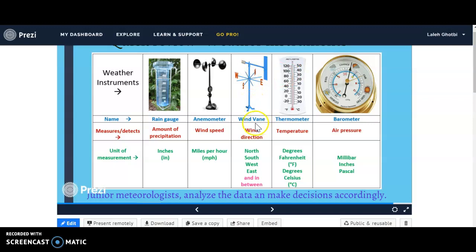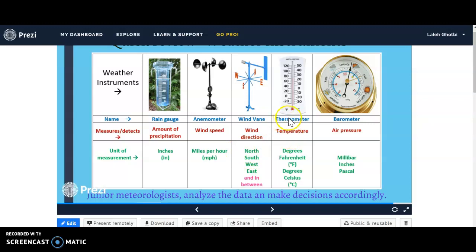This instrument is a wind vane. If you look at the cardinal directions, they are the main directions we have: north, south, east, and west. When you see it, you know this detects wind direction. These are the directions, and in between we can have northwest, southwest, northeast, or southeast. You can even have north-northwest, south-southwest. We practiced this when we were in the classroom. If you remember, we stood in the corner of the classroom and we practiced our directions.